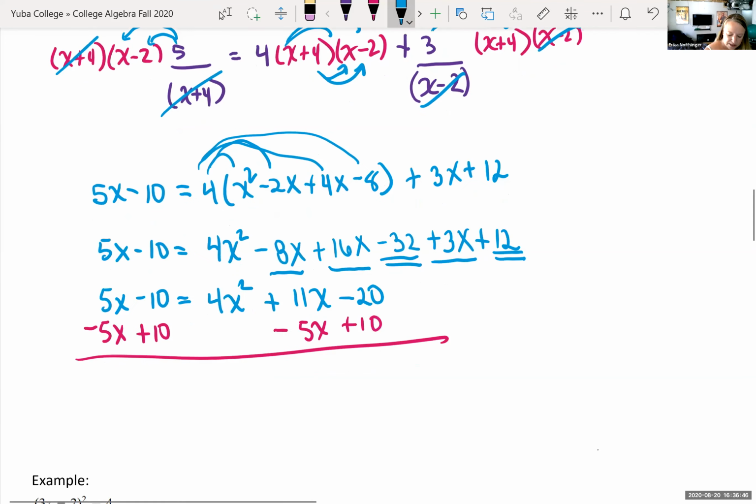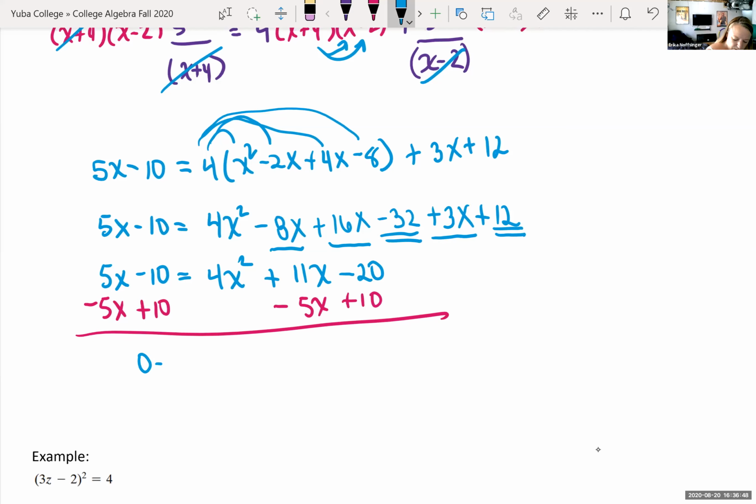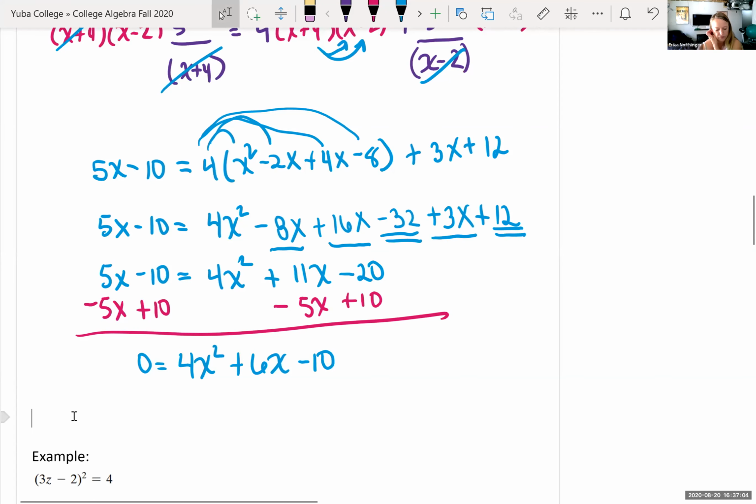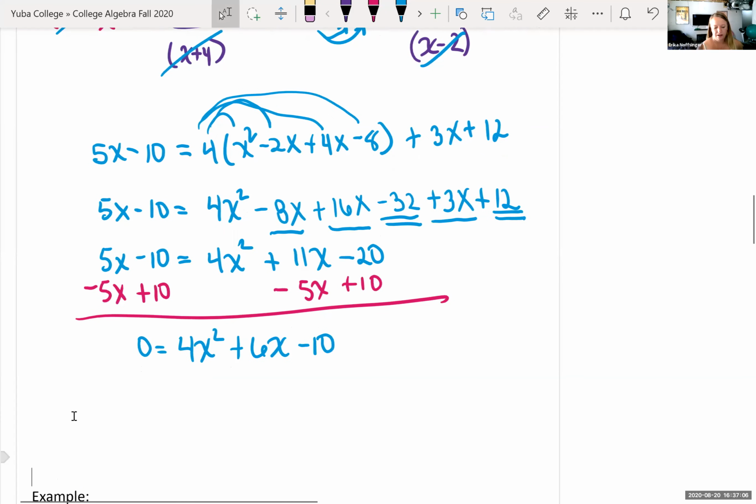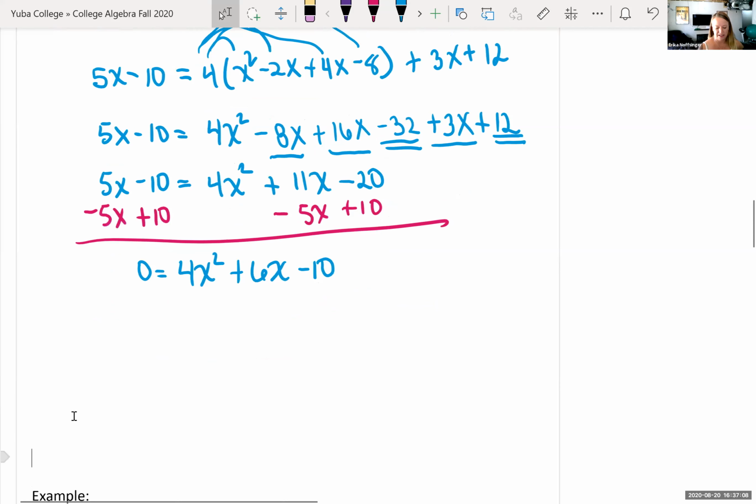Okay, so we have 0 equals 4x squared, 11x minus 5x, so this is plus 6x, and negative 20 plus 10, this is minus 10. Okay, so we want to factor this.